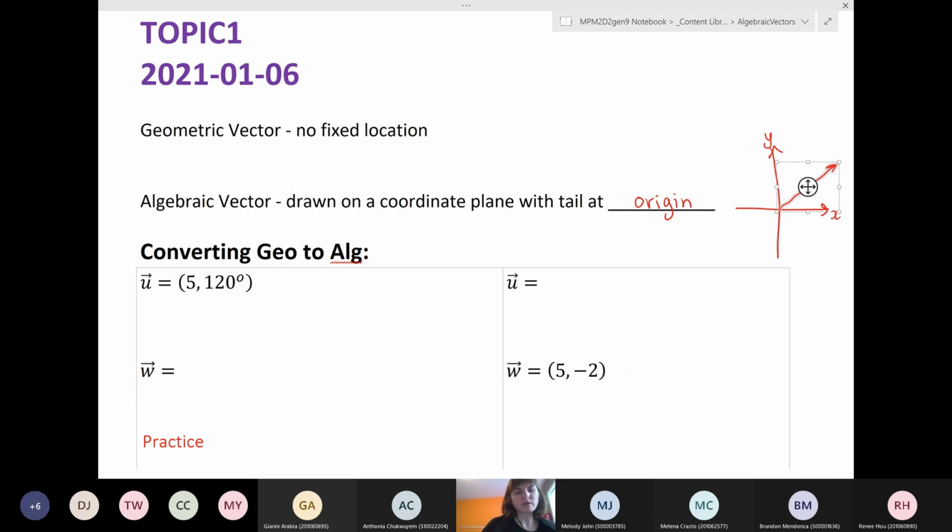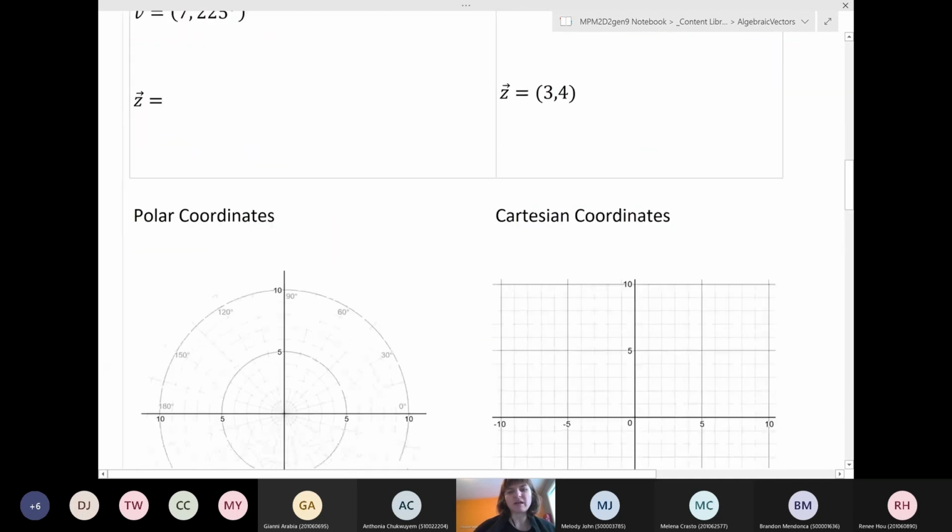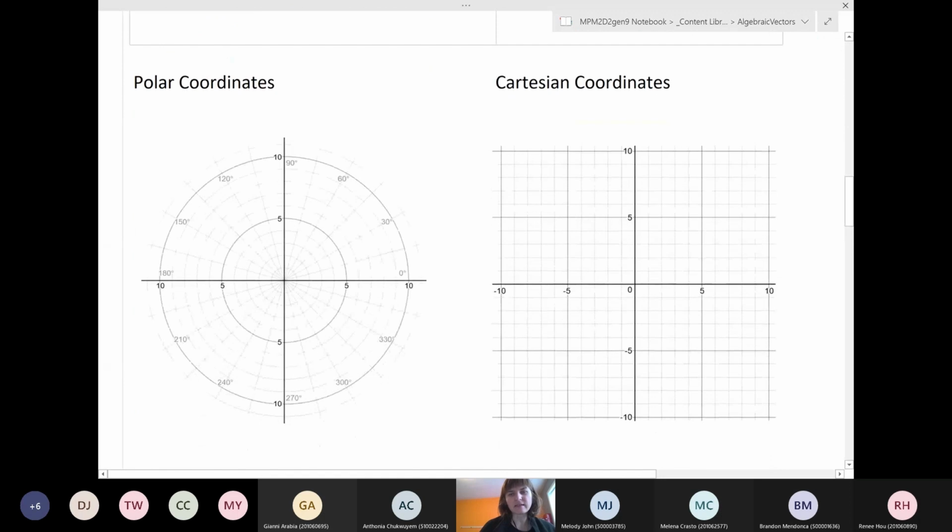We're going to be learning how to convert vectors from algebraic form to geometric and vice versa. So I have 4 examples here. I'm not going to do all of them at once, but I'm going to utilize these grids. So this polar grid where you have concentric circles, we're not going to study too much of that, but I wanted you to be aware that there are different types of systems that you could record.